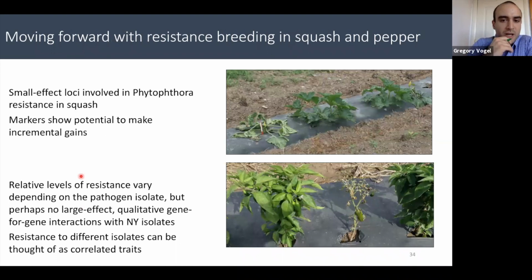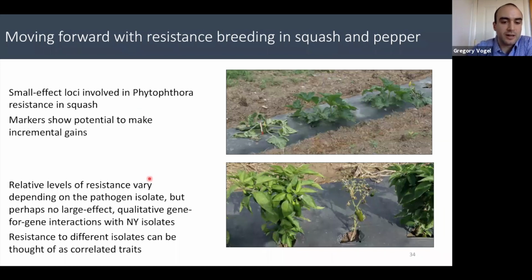So just to sum up the research that I presented today, in resistance to Phytophthora root and crown rot in squash, we show that there are loci of small effect that are involved. And we think that the markers that we discovered that tag these loci in some of our breeding populations really have the potential to make incremental gains for Phytophthora root and crown rot resistance while selecting for other traits of importance.